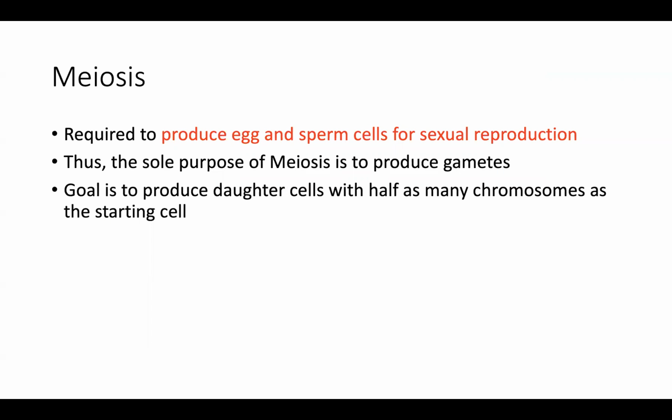So why do we need meiosis, right? The sole purpose of meiosis is sexual reproduction. Meiosis is required to produce the egg and sperm cells that are needed for sexual reproduction. So the sole purpose of meiosis is to produce gametes. I will ask you about that on your exam next week. All right, so the end goal here is to produce these new daughter cells with half as many chromosomes as the starting cell, right? These daughter cells that we're going to generate are going to be genetically different than each other.